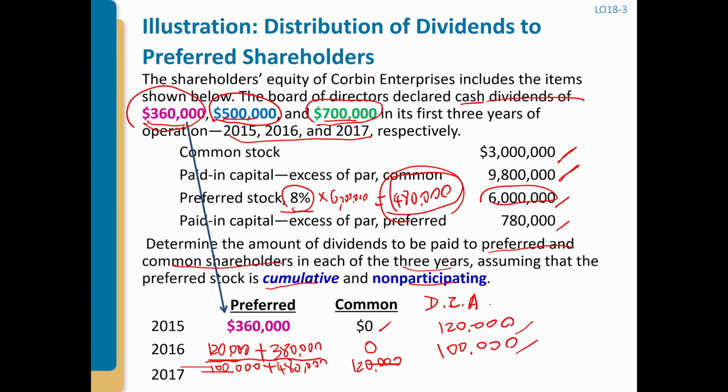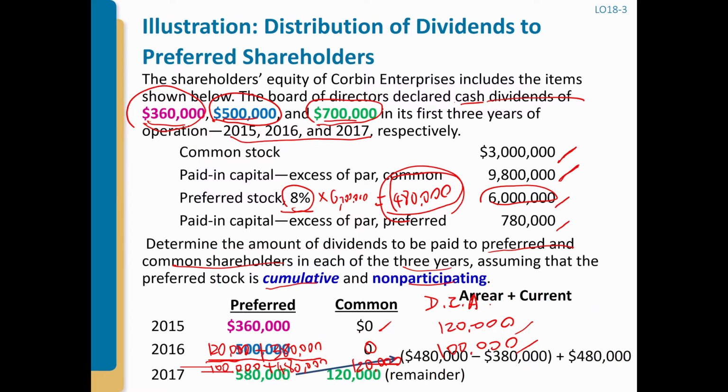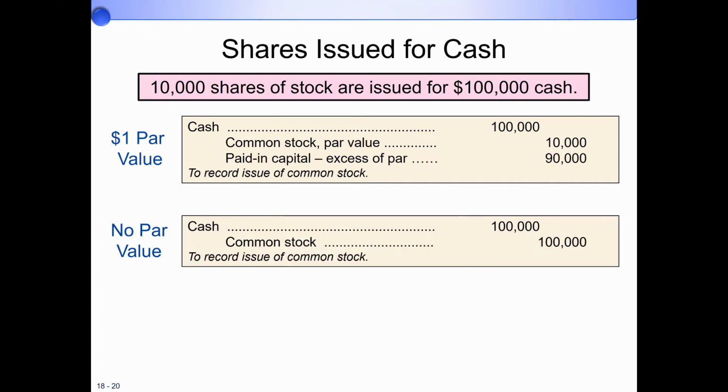So this is the preferred stock. Now let's talk about the stock issuance. When we issue stock, this is a journal, right? We need to write a journal entry. This part is very fundamental, so you learned that before. So let's say we issue 10,000 shares of common stock for $100,000 cash. So this is the situation, right?